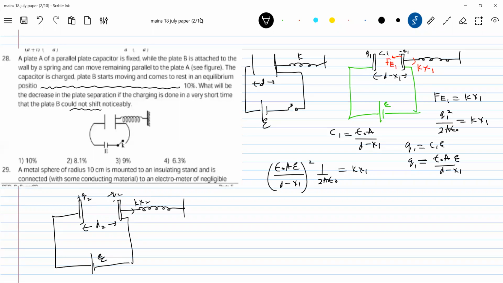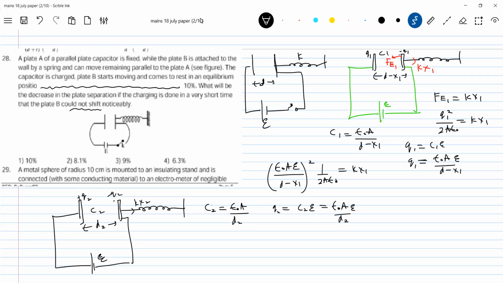So this will be equal to Q2 squared. Now first we'll define capacitance C2. C2 should be equal to epsilon naught A by D2. Let's go for this one. Q2 should be equal to C2 into E, or epsilon naught A by D2 into E.